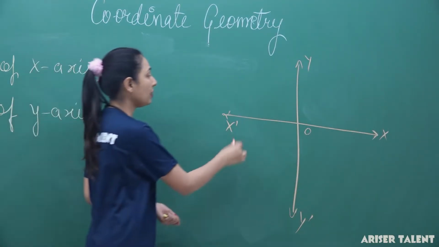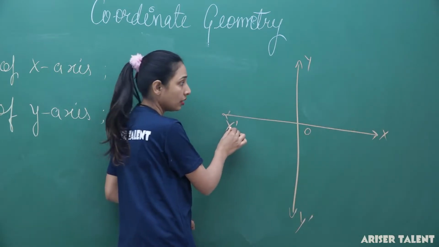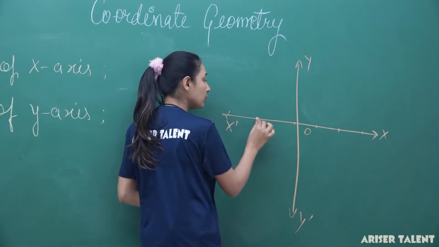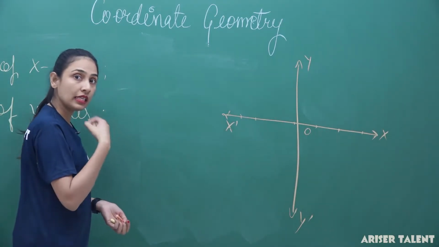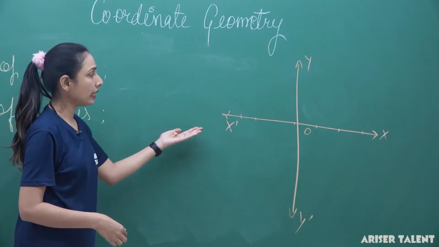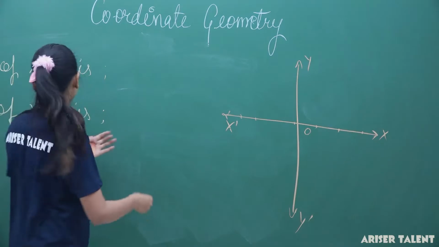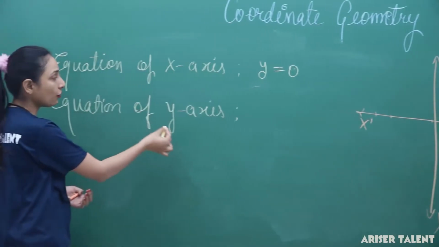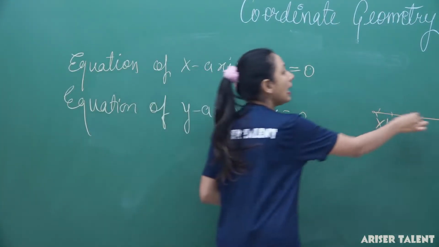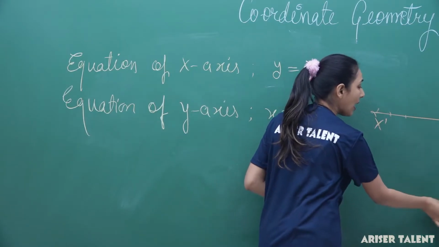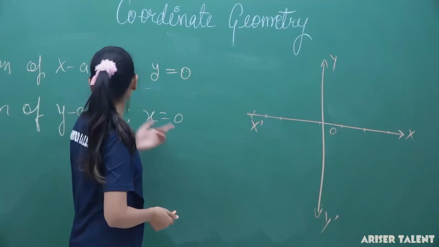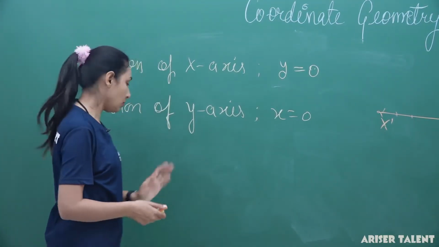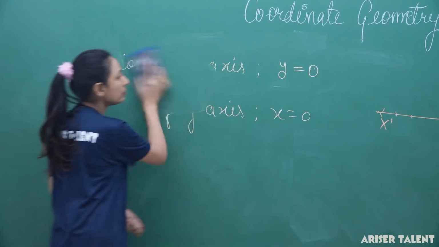Okay. So, if we talk about this x dash, the value of y here is 0, at this point 0, at this point 0. That means at each and every point on the x axis we are having y equals 0. So, for the x axis the equation will be y equals 0. Similarly, the equation of the y axis will be x equals 0, because at each and every point on the y axis we will be having x equals 0. So, simply the equation of the x axis is y equals 0 and the equation of the y axis is x equals 0.